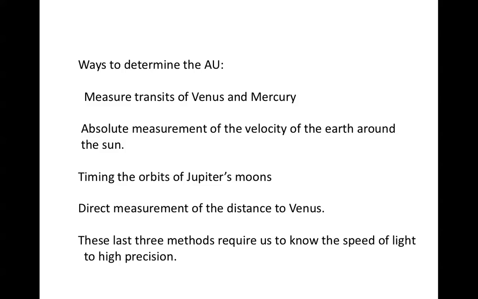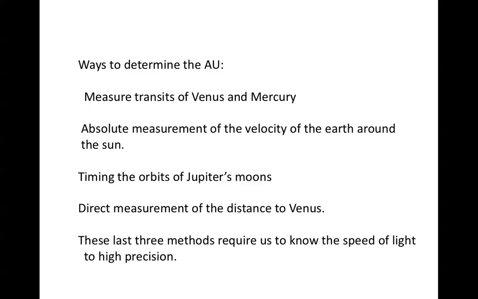Another way to do it is to make an absolute measurement of the velocity of the Earth around the Sun using the Doppler shift. We'll be talking about the Doppler shift later on. This method is not particularly precise. It involves measuring the velocity of stars in the direction the Earth's moving and in the opposite direction and comparing them on average. But since all the stars are moving around, this is somewhat fraught with problems. Another method involves timing the orbits of Jupiter's moons, seeing when they disappear behind Jupiter and when they reappear and when they cross in front of Jupiter.